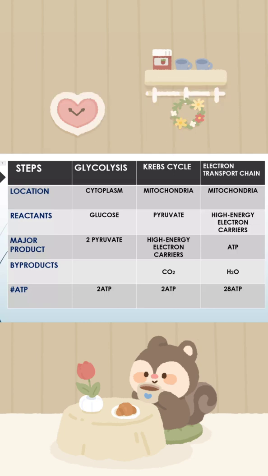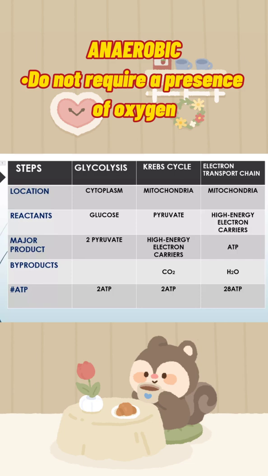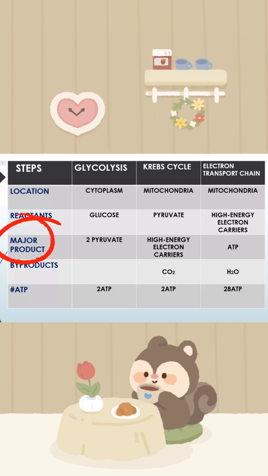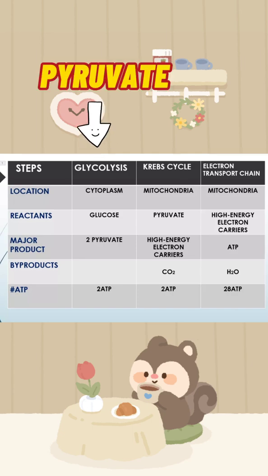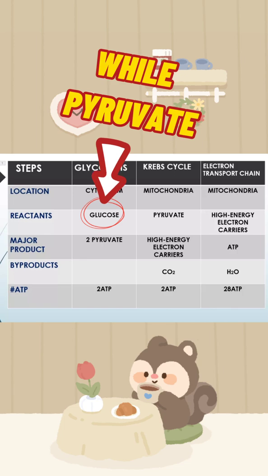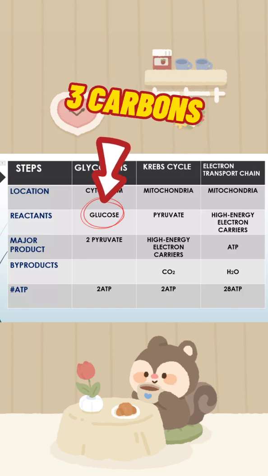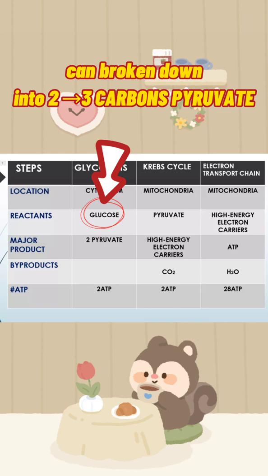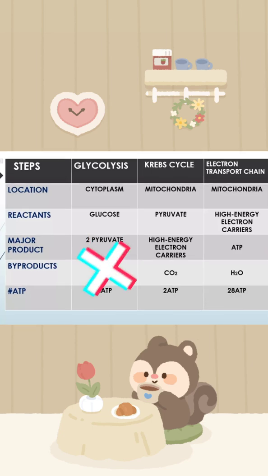This process is anaerobic, which means it does not require the presence of oxygen. The major product of glycolysis is a molecule known as pyruvate. While glucose is a molecule with 6 carbons, pyruvate only has 3 carbons, which means this 6-carbon glucose can be broken down into 2 3-carbon pyruvate molecules. During this reaction in which glucose becomes 2 molecules of pyruvate, there are no major byproducts produced. However, we will yield some ATP.